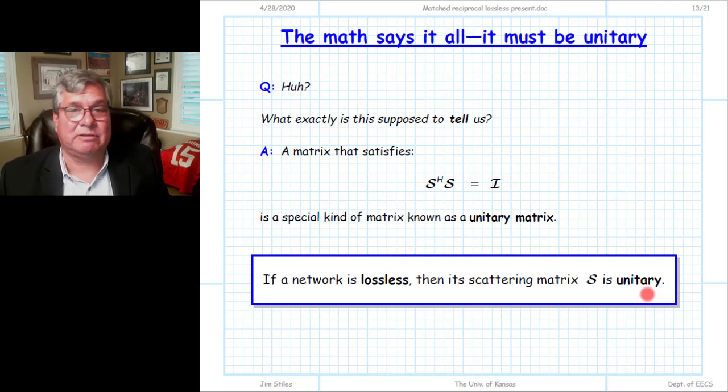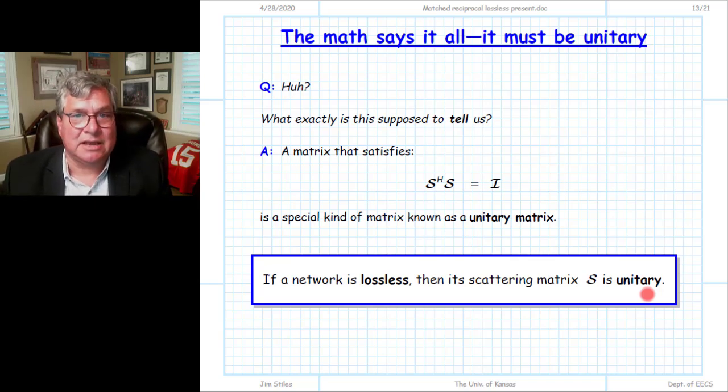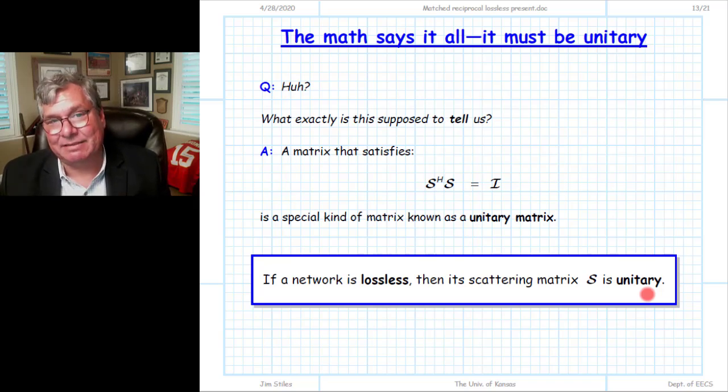Moreover, if the scattering matrix of a device is unitary, then we can state, without any other knowledge of that device, that it must be lossless. We don't know what the circuit is inside, but it doesn't include anything that can absorb energy or create energy.